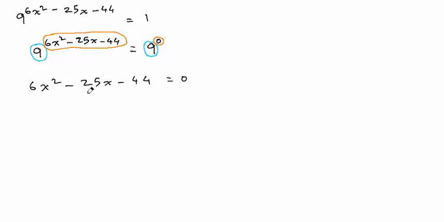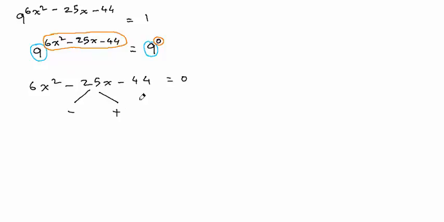Probably you know by now that we need to split this negative 25x up into two pieces that have to add up to negative 25x, and the product has to be 6 times negative 44. Now 6 is a positive number, negative 44 is a negative number, which means the product of these two numbers has to be a negative quantity. Now when is the product of two quantities negative? Obviously when they're of opposite signs. So one has to be negative, the other positive, and the numerical value of the negative one has to be more, because after all this is a negative 25. So you're adding minus something and plus something, and you're getting a negative 25.